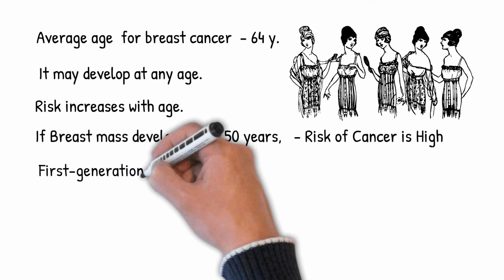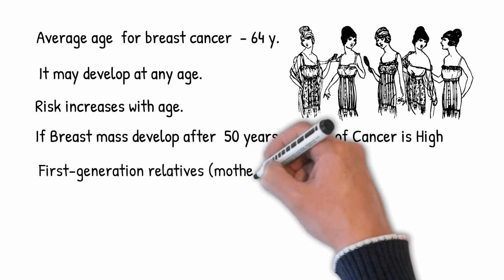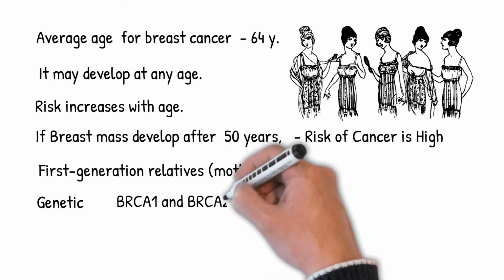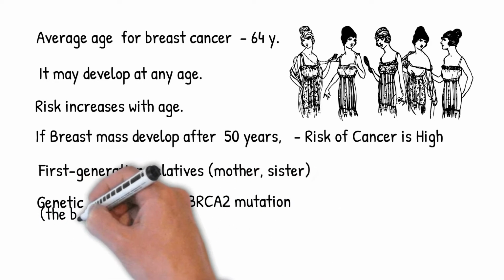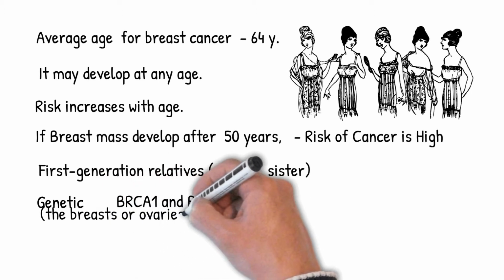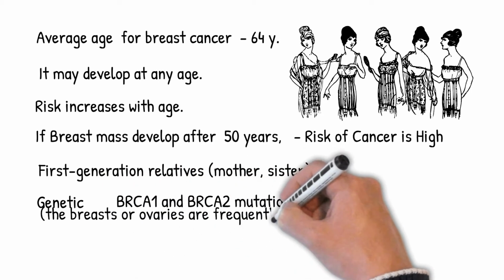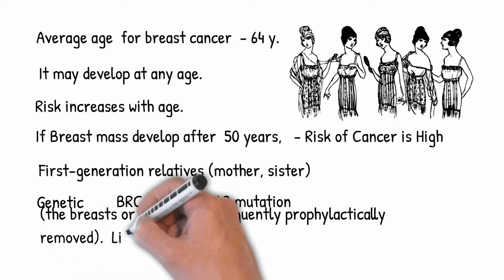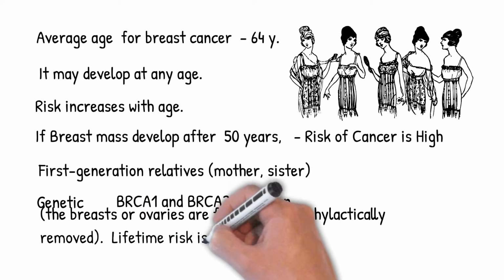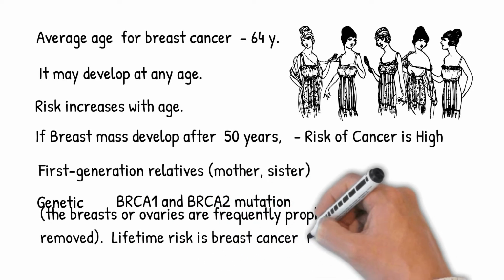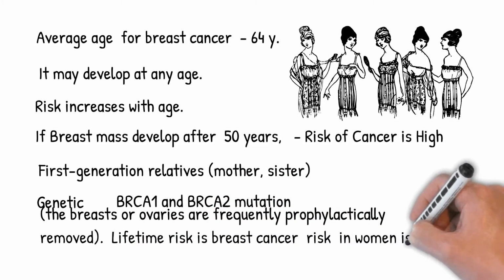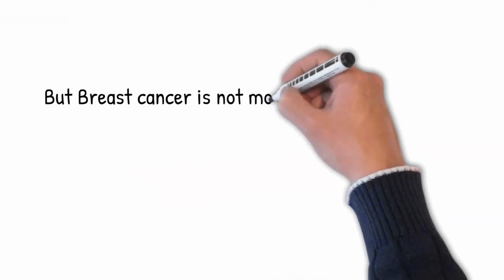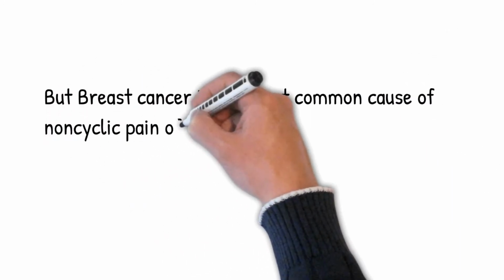Risk factors for cancer also include genetic code. If breast cancer involves first-generation relatives, mother or sister, a genetic basis is involved in less than 10% of cases. With autosomal dominant BRCA1 and BRCA2 mutation association, the breasts or ovaries are frequently prophylactically removed. Lifetime breast cancer risk in women is 40% to 85%. But breast cancer is not the most common cause of non-cyclic pain of the breast.